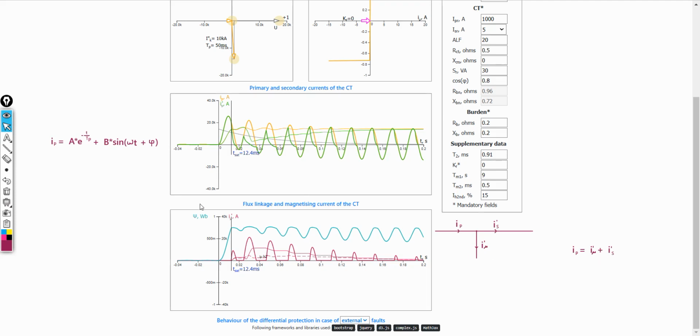Now, with the primary current, everything is obvious. It is an exponential component described by the formula A times e to the minus t divided by Tp, and an alternating component with some other amplitude B multiplied by the sine of omega t plus phi. This height is A according to the formula.